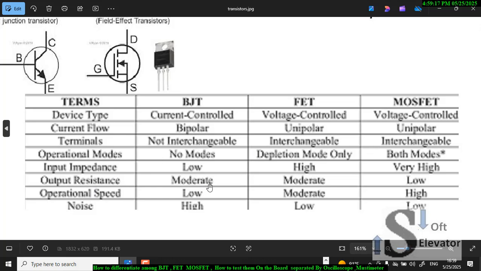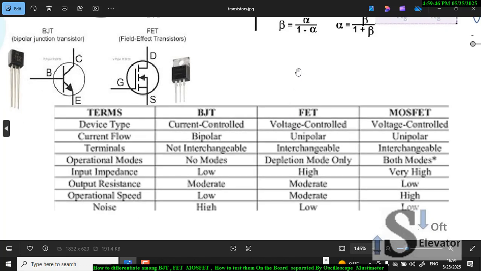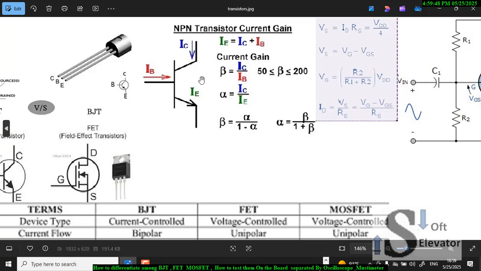Output resistance: moderate, low, very low in the MOSFET. Operational speed: low, moderate, high. Because of this, these two types can work as an electronic switch. This MOSFET especially is very important to know. We can use it as an electronic switch because it has high speed in operation. Noise: high, low.